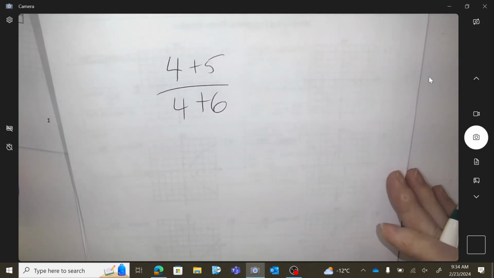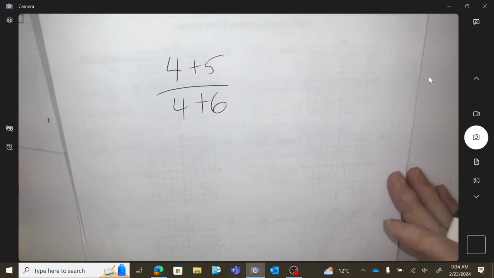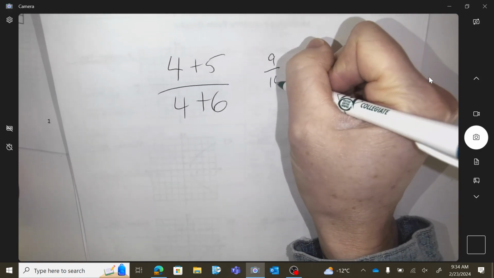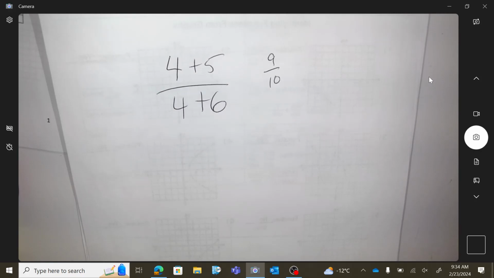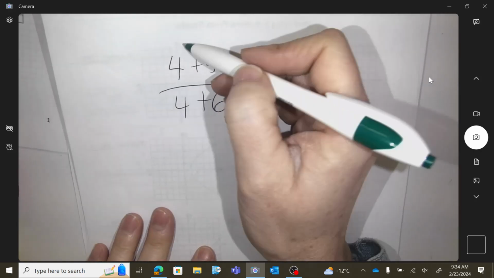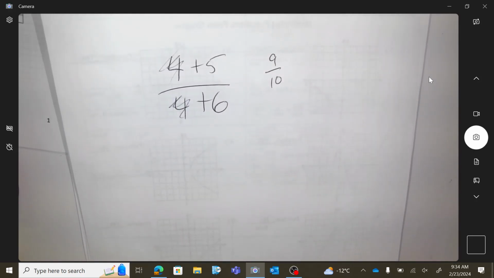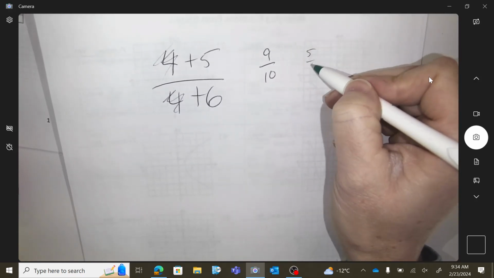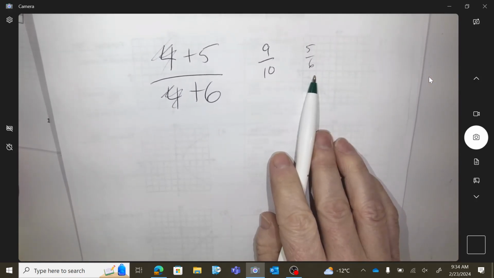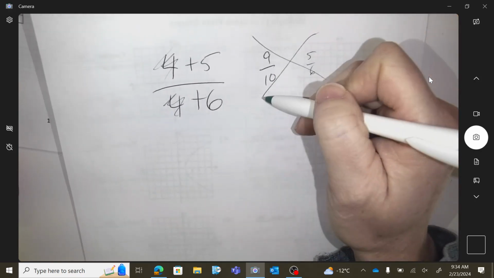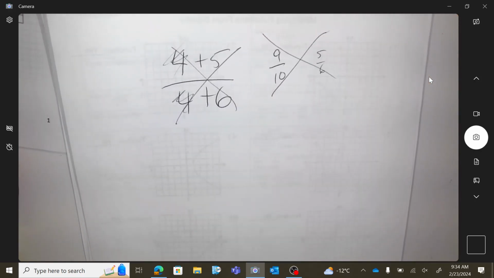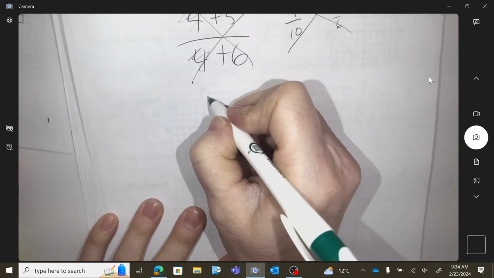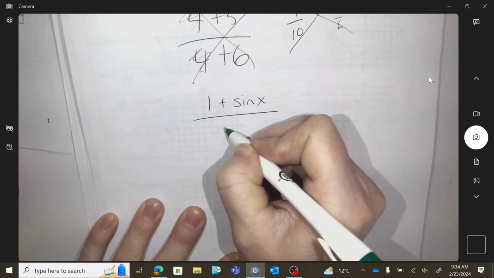Okay, think about this fraction. It would be 9 over 10, right? Here's the mistake people do. They're like, oh, there's a 4 and there's a 4. I'm going to cancel them, right? That's somebody's instinct, which if I canceled, it would produce a 5/6. Is that the same thing? No. So that's why I say canceling adders is a mistake. So this is a mistake.